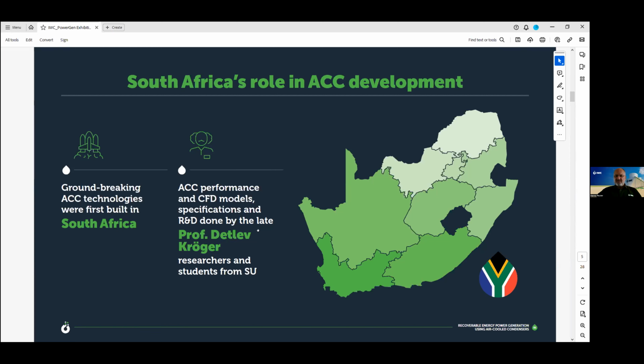And then I think there were people that were very instrumental in the development and in the fact that these plants were built, and that was Professor Detlef Kruger. His researchers and students from Stellenbosch University made a profound contribution, ultimately published in a book which is used worldwide as a reference. And then there was Mr. Franz Vogt. I don't have his name here, but he was the pioneer in air-cooled condensers. Matimba was his brainchild.